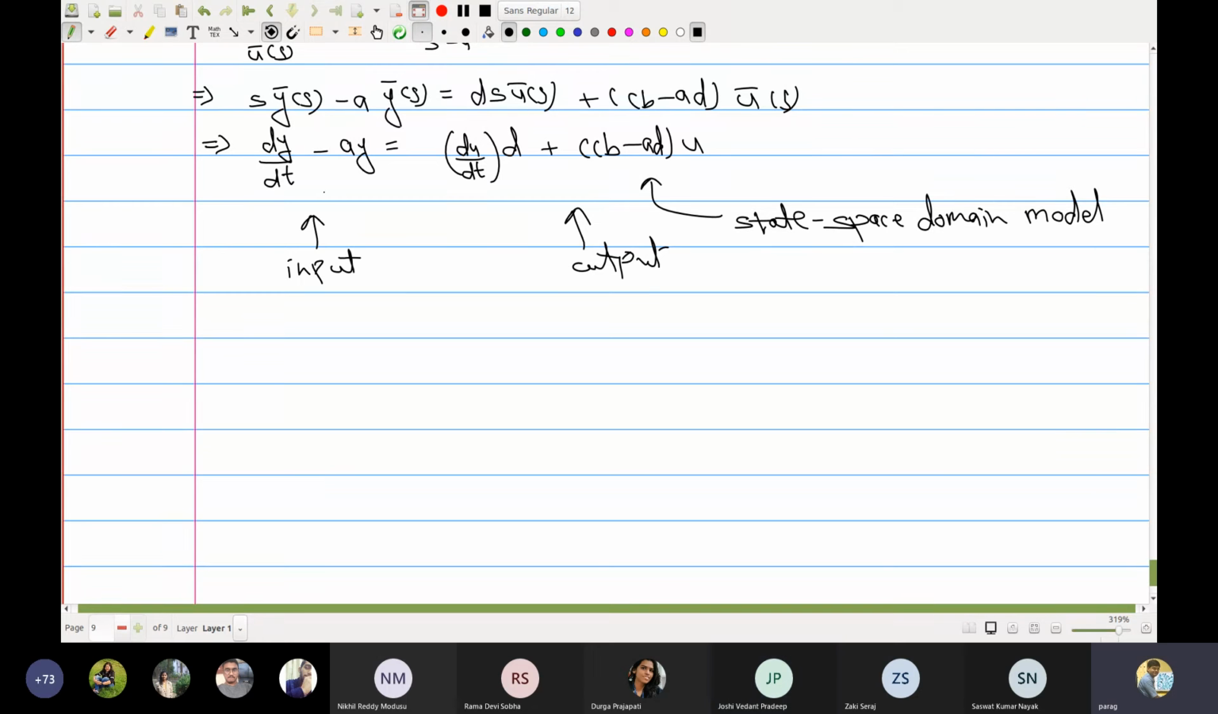Now, to draw the input output block diagram in state space domain, let's see what was our original equation. Our original equation was dx by dt equals Ax plus Bu, and y was Cx plus Du. Now we will make use of these equations to develop an analogous input output block diagram.